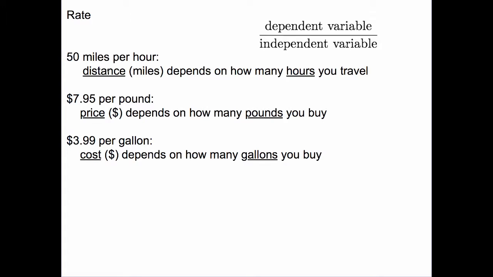In each case, the dependent variable divided by the independent variable gives you the rate. So when we say that our speed is 50 miles an hour, distance in miles depends on how many hours you travel. So it's miles per hour, dependent divided by independent. $7.95 per pound. Price depends on how many pounds you buy. $3.99 per gallon. The cost depends on how many gallons you buy.